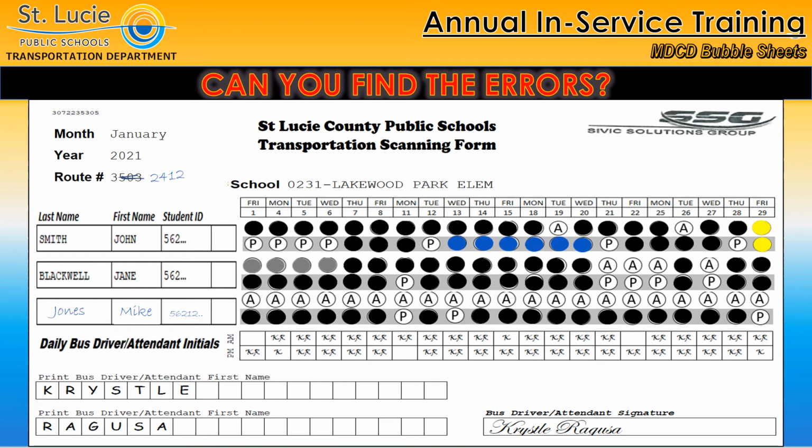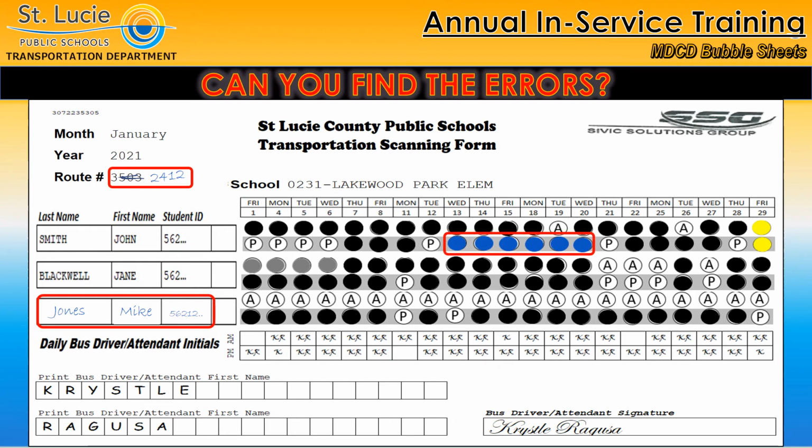Okay, let's review the errors together. The first error is the route number is crossed out and written in. Remember, if your bus number has changed, your next month's form will reflect the update. The next error is the student name is written in. Remember, students' names cannot be written in. If the student's name is not on the form, you can give the parent the consent form to sign to have them added.